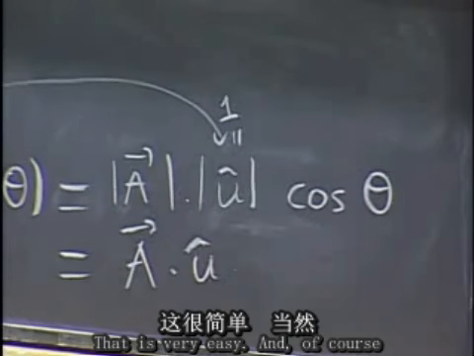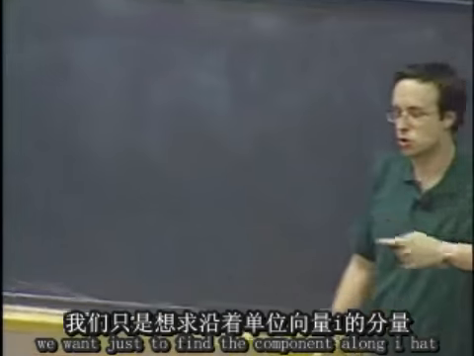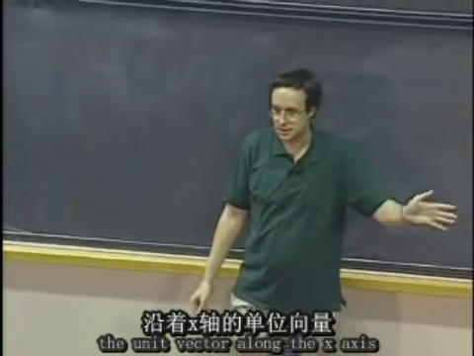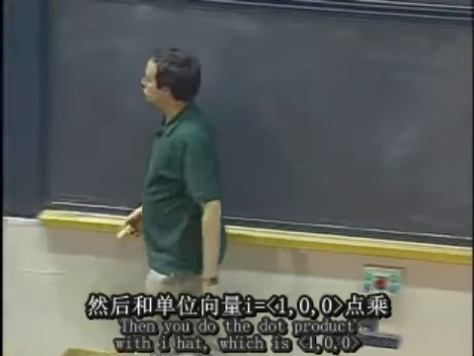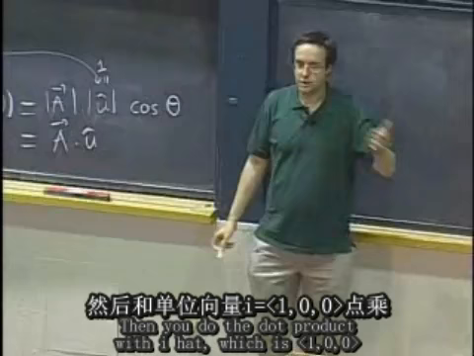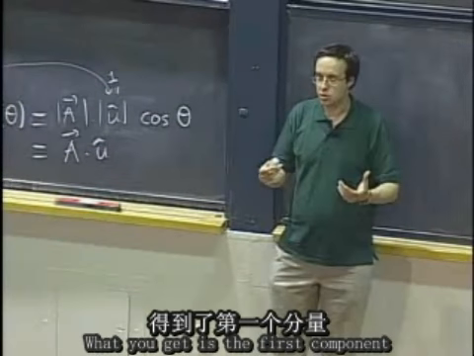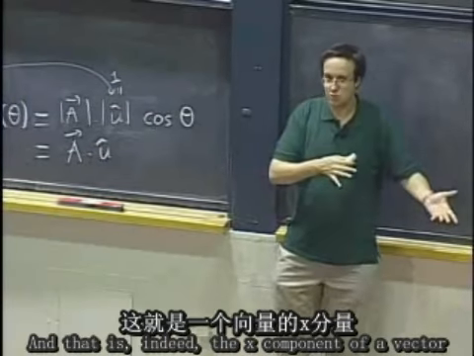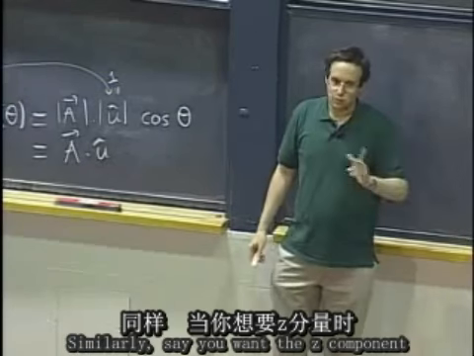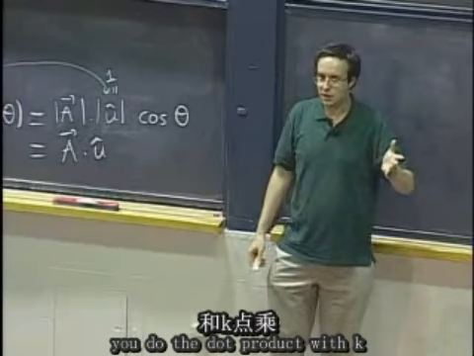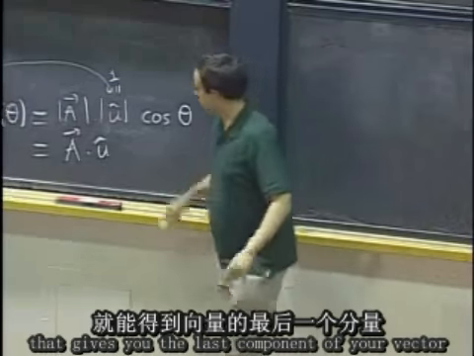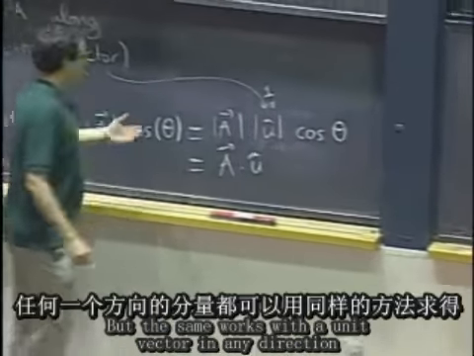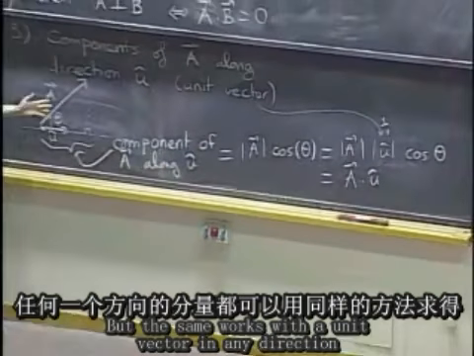Of course, the most obvious case of that is, for example, when we want to find the component along i hat, the unit vector along the x-axis. Then you do the dot product with i hat, which is (1, 0, 0). What you get is the first component, and that's indeed the x component of a vector. Similarly, say you want the z component, you do the dot product with k, which gives you the last component of your vector. But the same works with a unit vector in any direction.